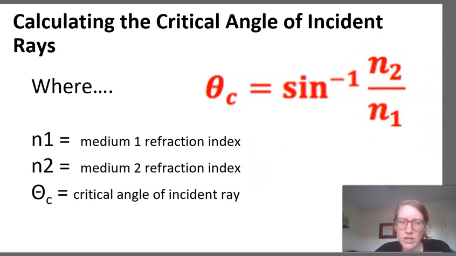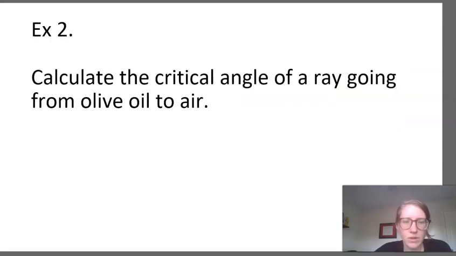So if you were to actually, let's do this one. We're going to calculate the critical angle of a ray going from olive oil to air. Olive oil to air.